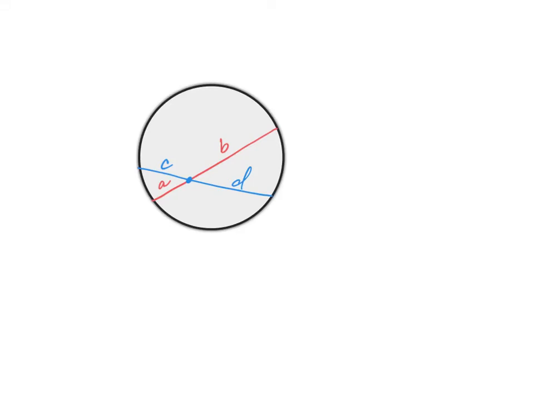In this video, we're going to look at how to find a missing part of two intersecting chords. So you may remember that the formula that represents the relationship between these two chords is C times D is equal to A times B. And this goes back to the similar triangles that are created when these two chords intersect.